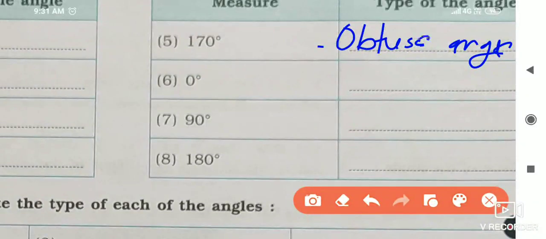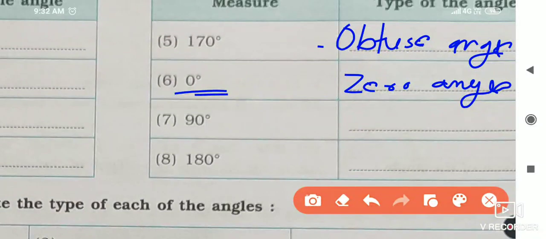This angle is called an obtuse angle. Zero degree, zero angle. Yes, you know that. Okay, then the next angle's measure is 90 degrees. If the measure of the angle is exactly 90, then it is which kind of angle? Yes, it is a right angle.